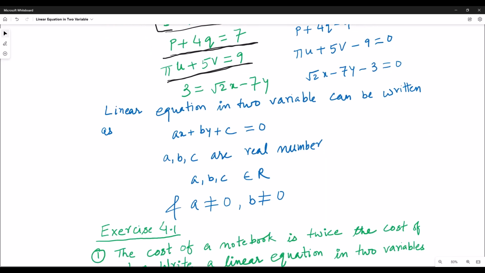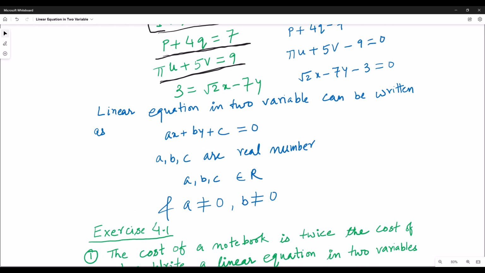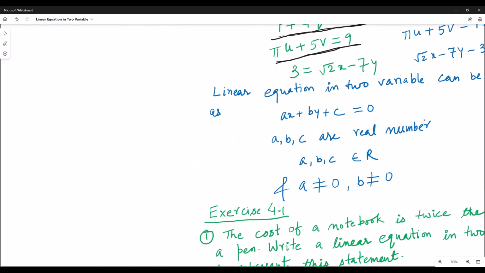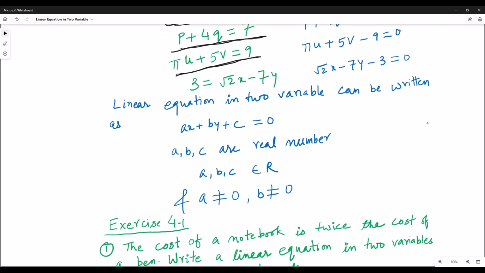A linear equation in two variables can be written as ax plus by plus c equals 0. So all linear equations in two variables have a general form, that is ax plus by plus c equals 0, where a, b, c are real numbers, and a and b should not both be 0 at the same time. So a is not 0 and b is also not 0.